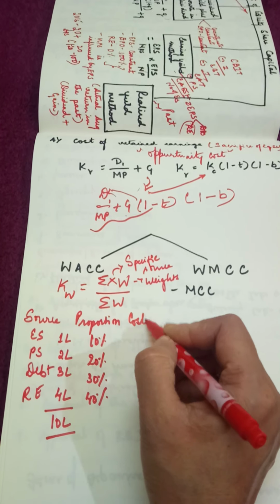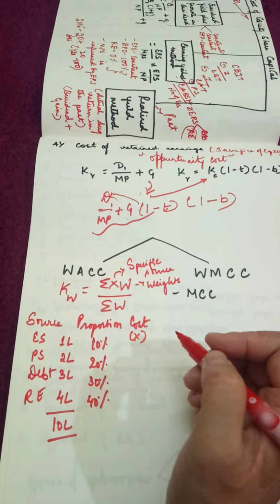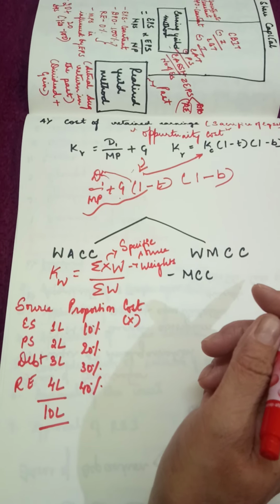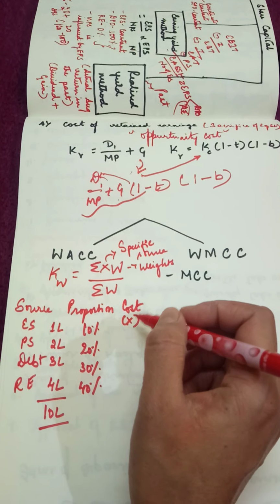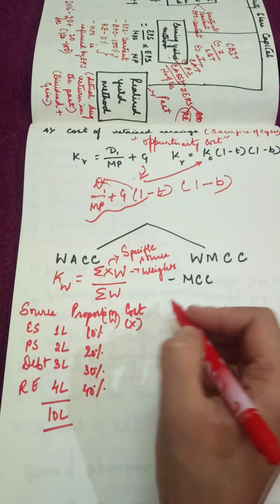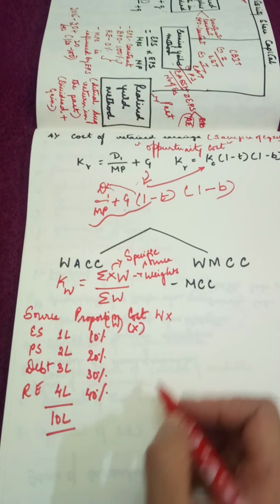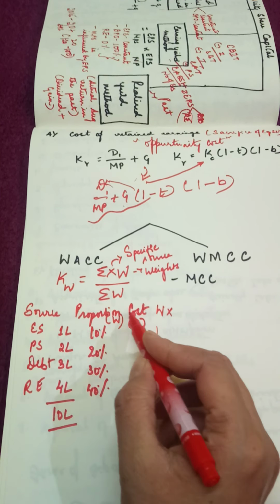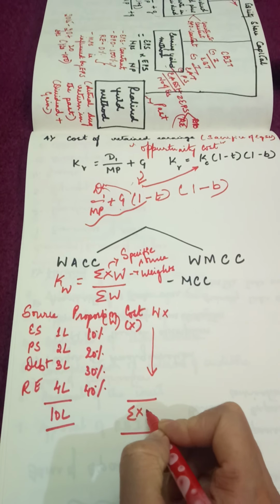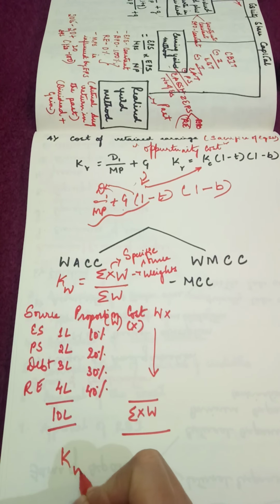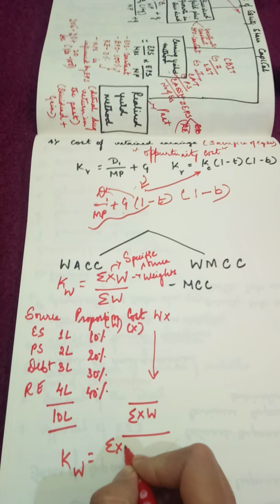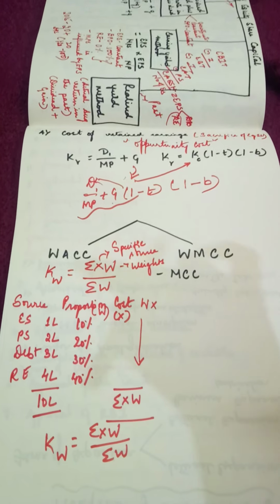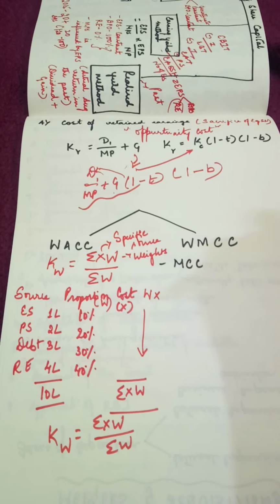Then the cost of each, maybe you need to compute it separately, or maybe it will be given in the problem, depending on the case. This is the specific cost of capital. Your proportion is always W. So finally WX will be taken, and the total you get from this column, the multiplication of these two columns, is your sigma XW. So weighted average cost of capital equals sigma XW divided by sigma W. This is how we calculate WACC.